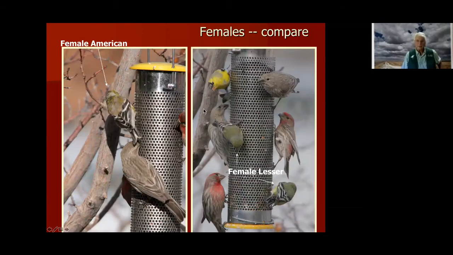But then you might have trouble with the females. See how brownish this is? That's a female American goldfinch. Lesser goldfinch because of the green. And there's a male American goldfinch molting. And of course, you already know what these others are.